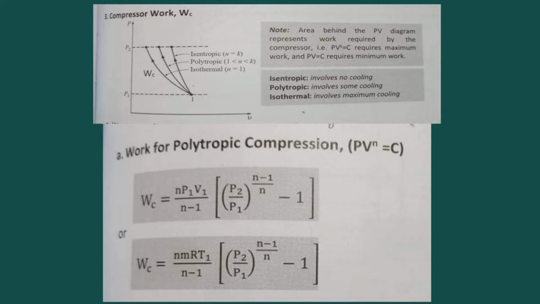The compression work for polytropic, or PV raised to n is equal to C, is: compression work is equal to n times P1 times V1 over n minus 1, times (P2 over P1) raised to (n minus 1 over n), minus 1, or compressor work is equal to n times mass times constant value times temperature 1 over n minus 1, times (P2 over P1) raised to (n minus 1 over n), minus 1.